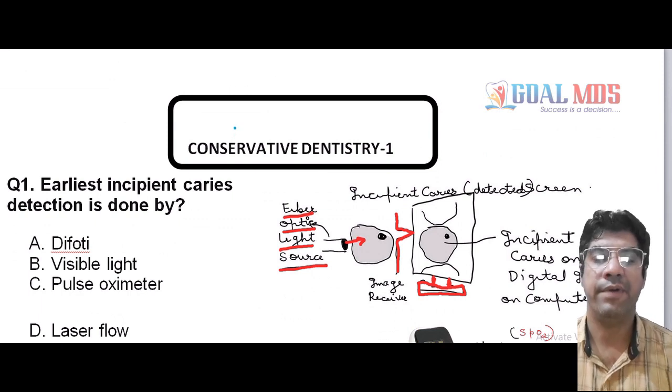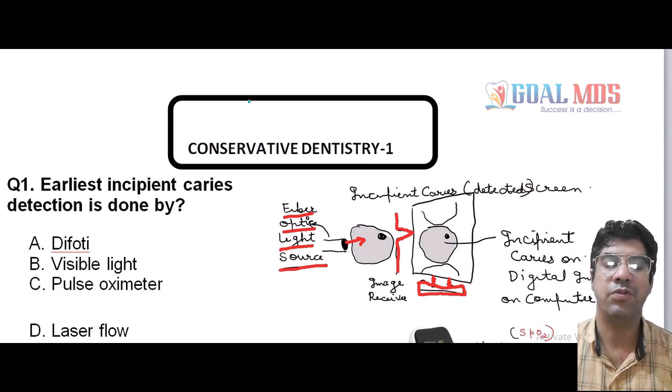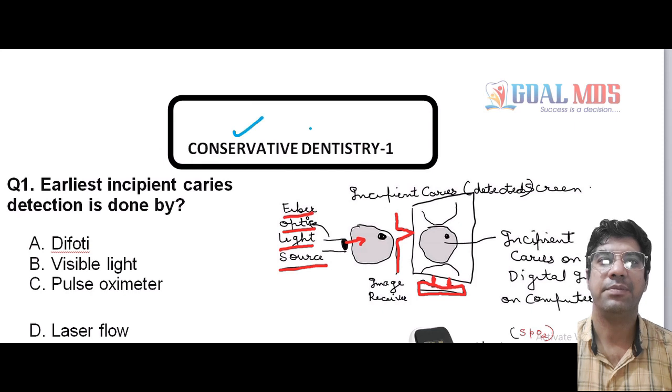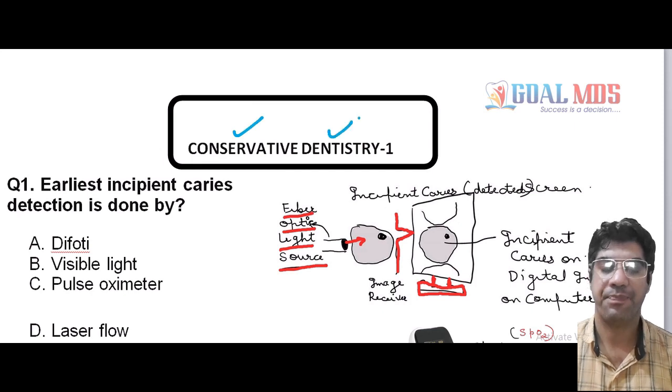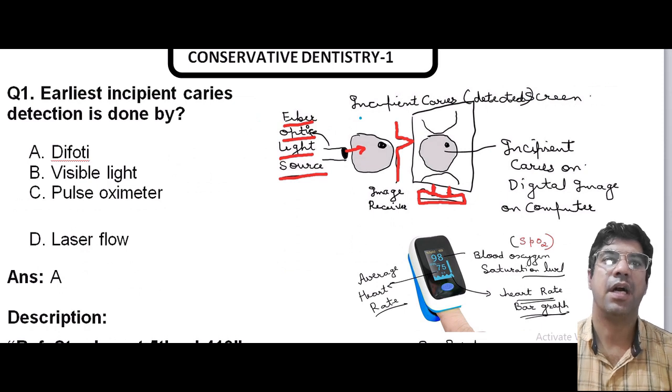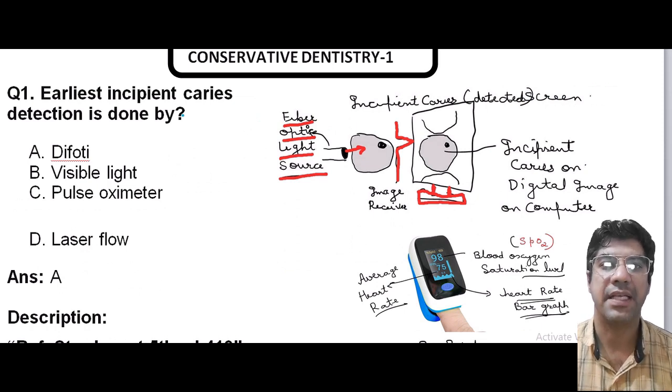So hello everyone, our today's topic is on most important questions in subject conservative dentistry. So let us discuss them one by one. The first question is the earliest incipient caries detection, it is done by. Well, the answer is DIFOTI.